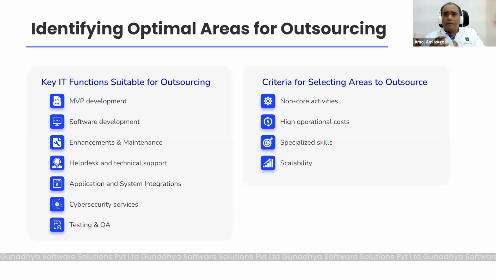So not all IT functions are created equal when it comes to outsourcing. Here I have listed some of the key IT functions that are suitable for outsourcing. We already saw 3 to 4 items in the different live cases which we checked out. So, MVP development, as we saw in the case study, is one of the most optimal areas where you can control cost and also achieve a faster time to market.